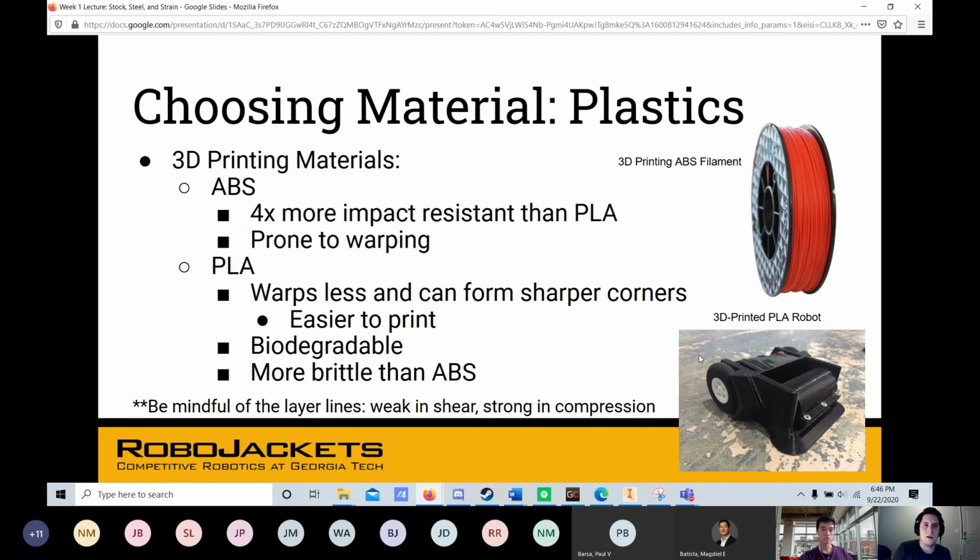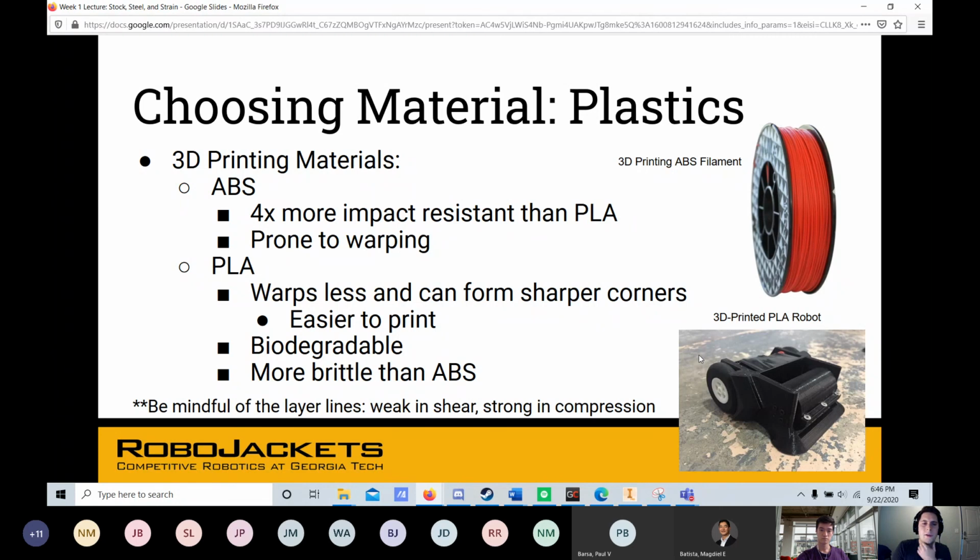On the other hand, we have PLA. So it warps a lot less and can form sharper corners, and it's a lot easier to print. It's biodegradable, but it's also a lot more brittle than ABS. The reason it's biodegradable is that if you leave PLA outside, it'll actually degrade out in the sun. So that's why we don't typically use a lot of 3D printed stuff that needs to be going outside. Or if we do print stuff out of PLA, we plan on replacing it in the worst of cases.